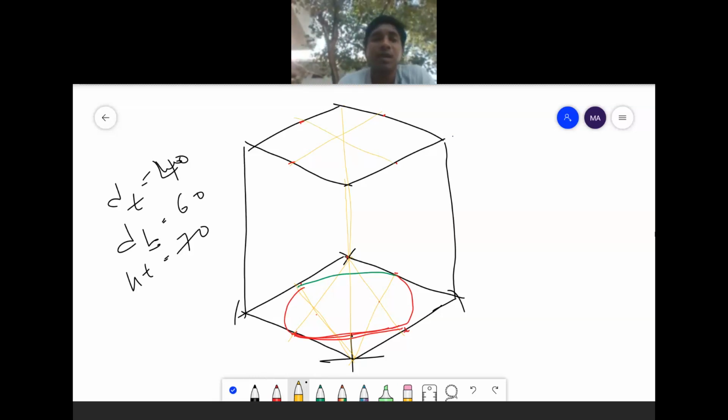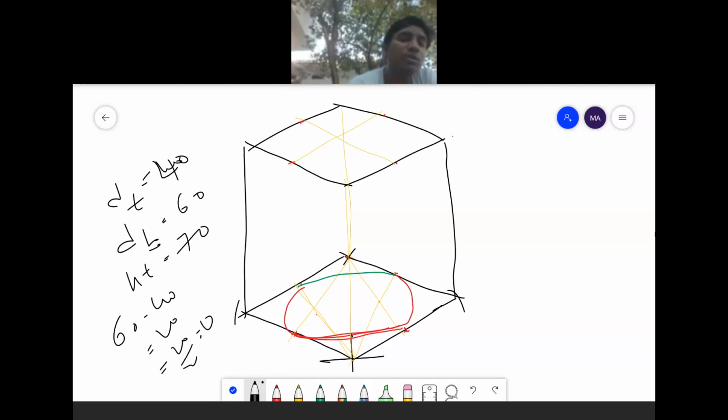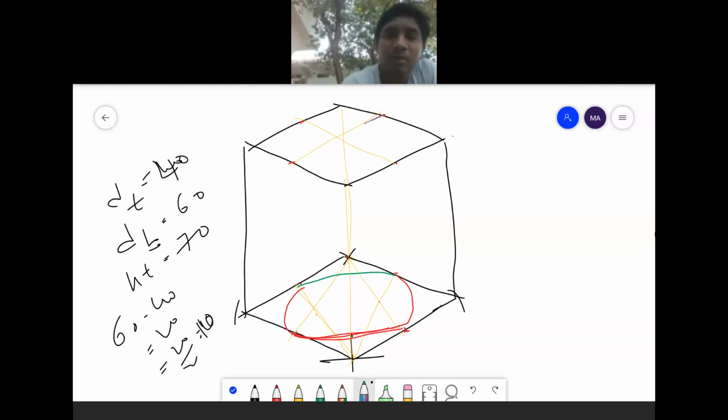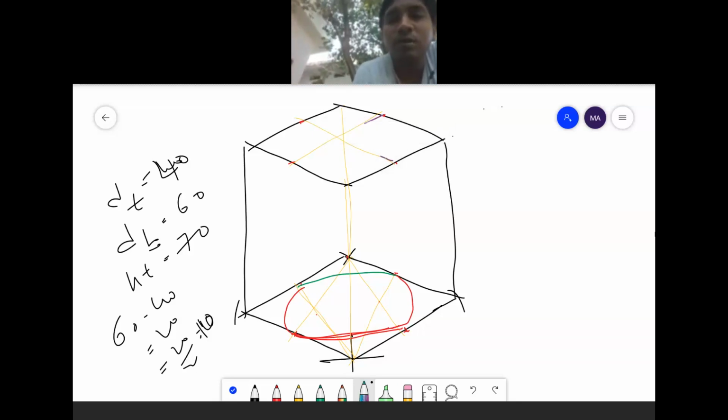After that, the given base diameter is 60 and the top diameter is 40. Already I have drawn a square of 60, and I want to reduce it to 40. How will I reduce it? 60 minus 40 is 20, and dividing by 2 it is 10 mm. So I will reduce 10 mm from each center. I will reduce 10 mm here, here, here and here.